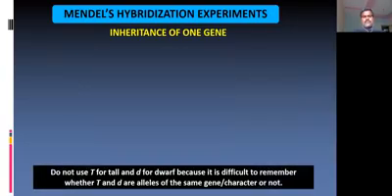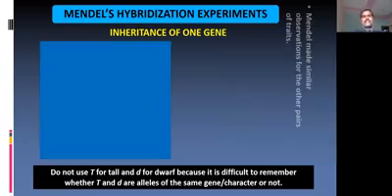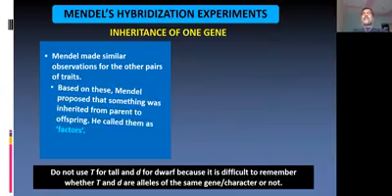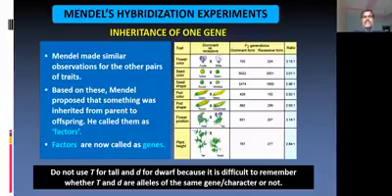And when we are writing the inheritance of one gene, do not use T for tall and D for dwarf, because it will not make sense; we will not know whether D is tall or T is tall. So we suggest using capital T and small t, a capital letter and a small letter. Capital letter indicates the dominant, small letter indicates the recessive. Mendel made a similar observation for the other pairs of traits.